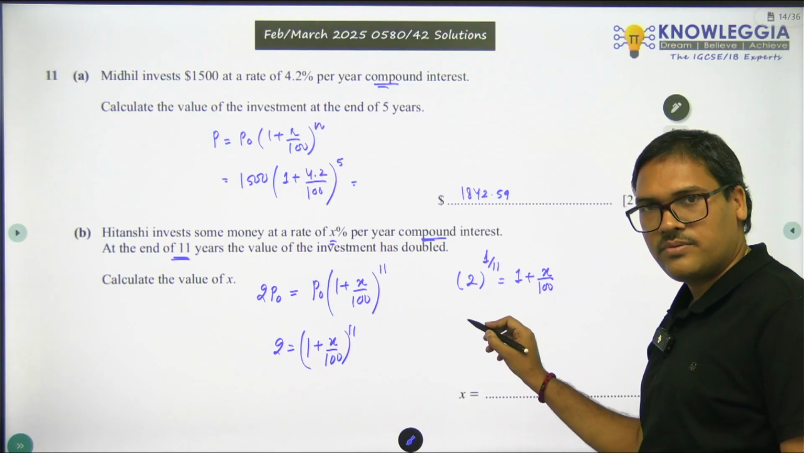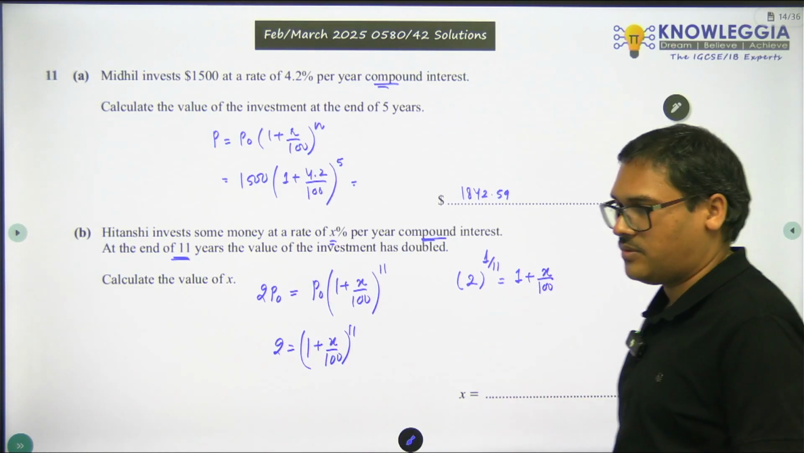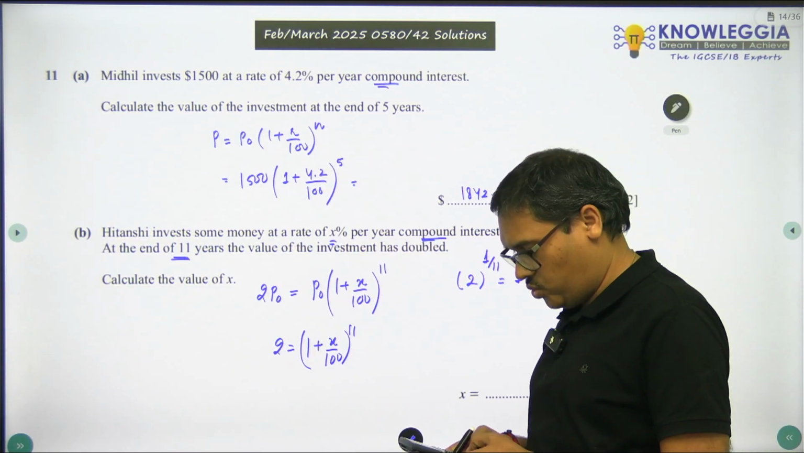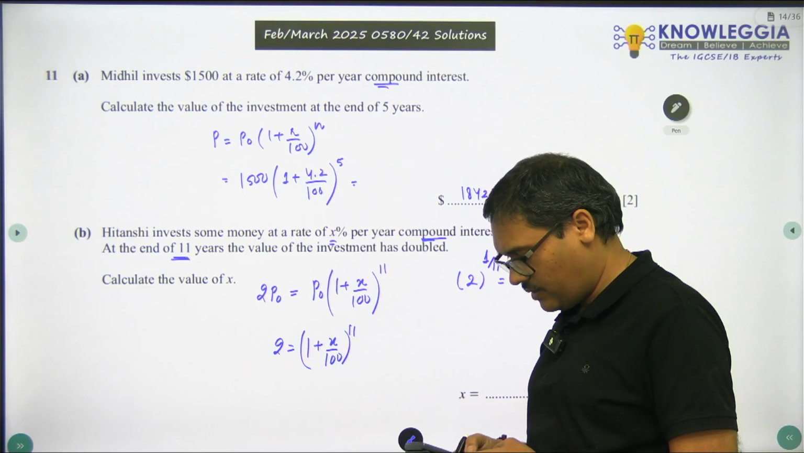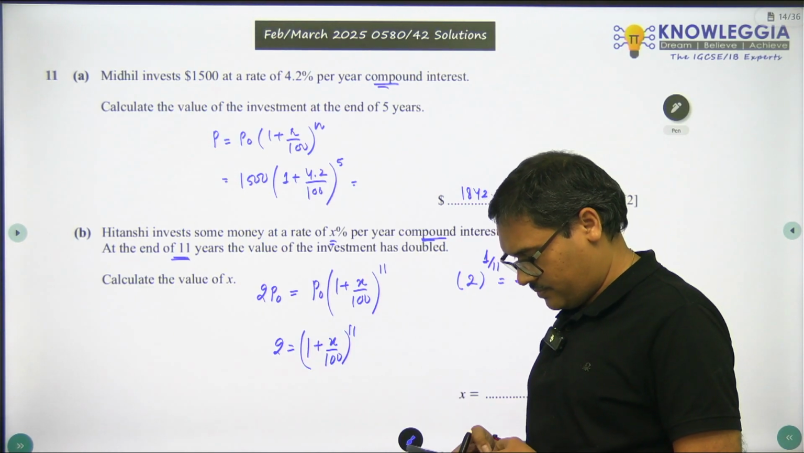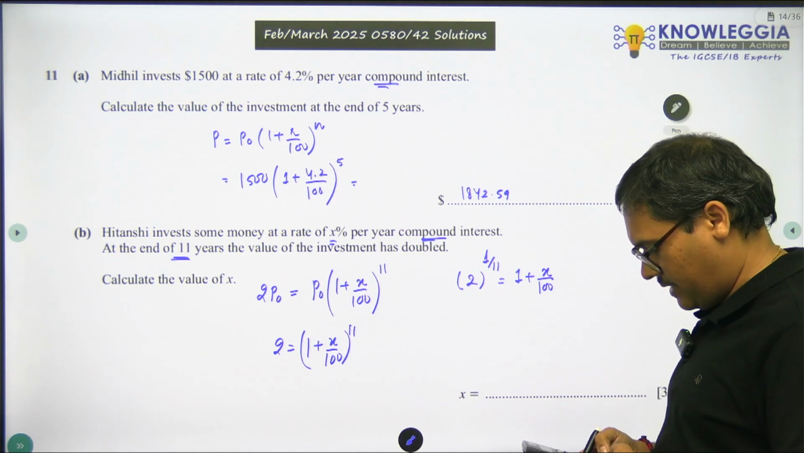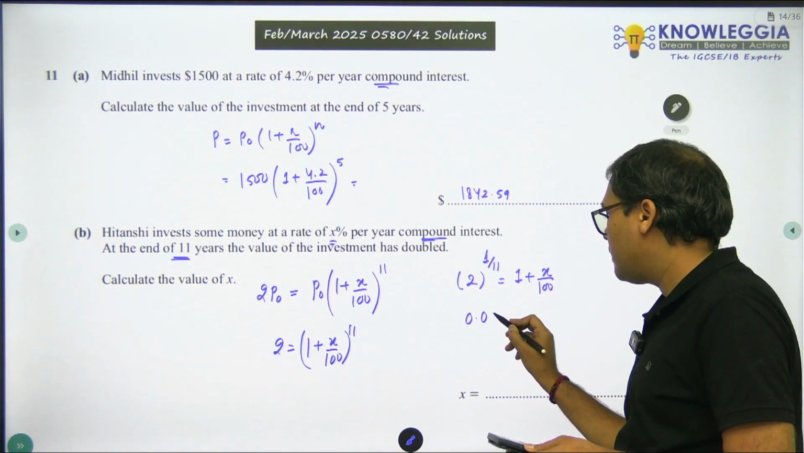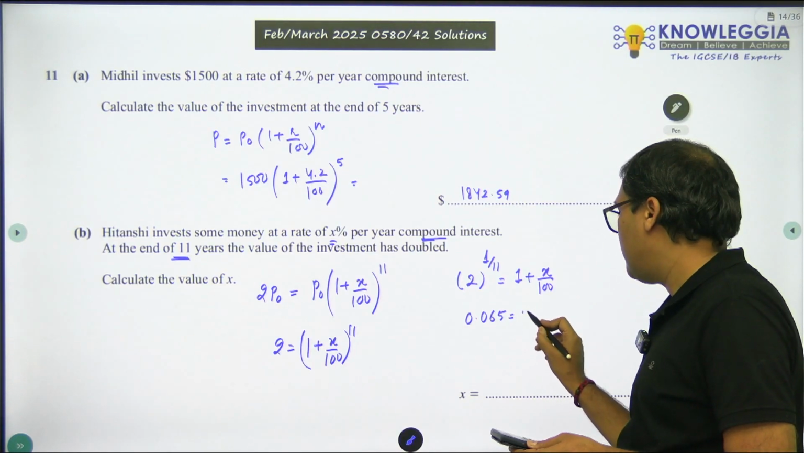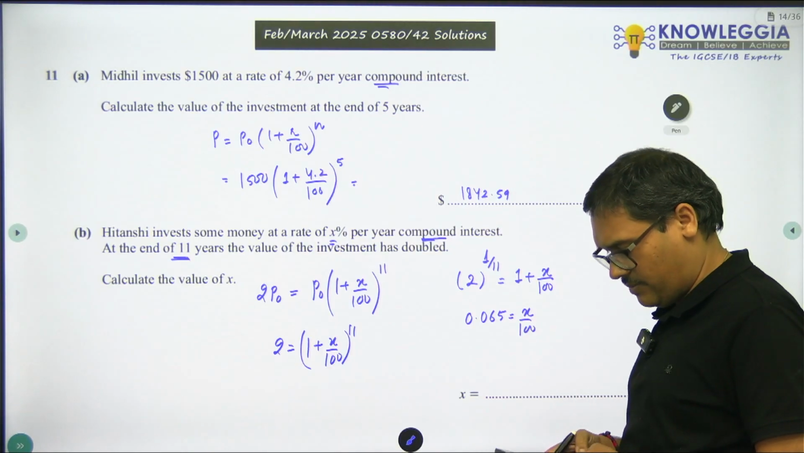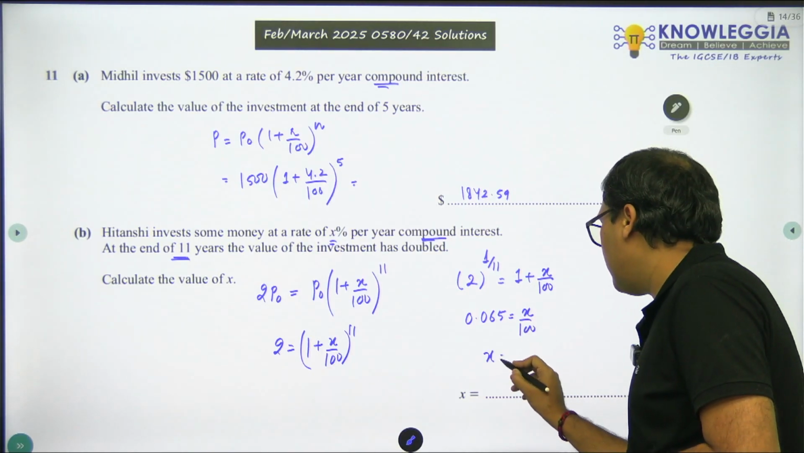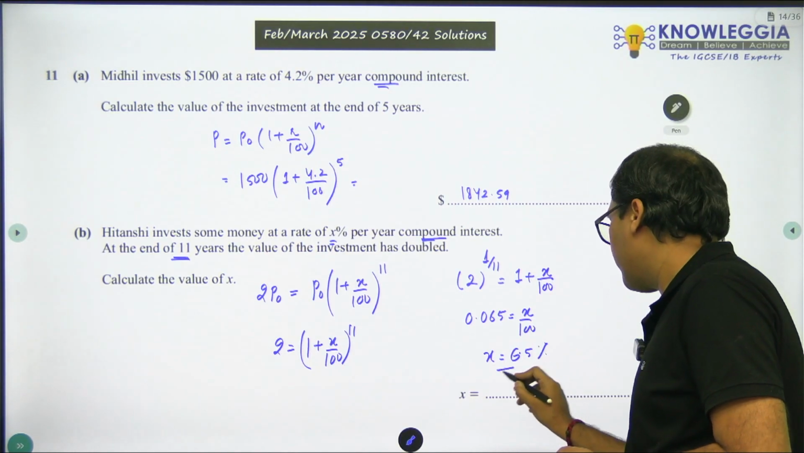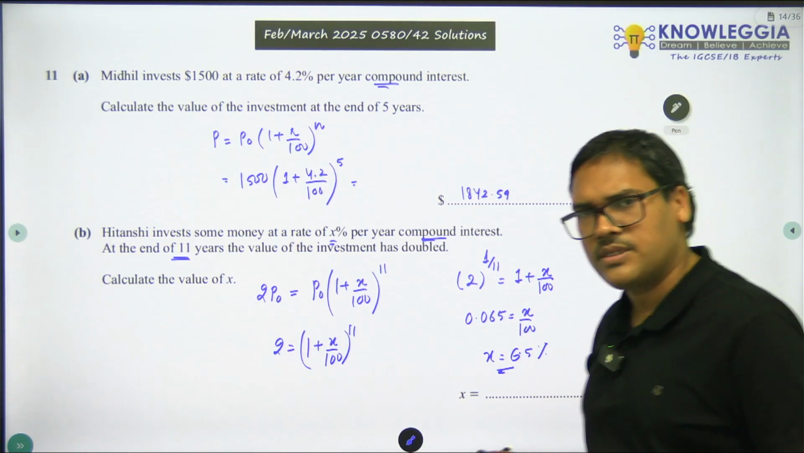Now you can just plug in the value. Okay, let me do the calculations again. So this is 2 to the power 1 by 11, and from this I will subtract 1. So if I subtract 1, this is basically 0.065. This is equal to X upon 100. So now just multiply by 100, and X will be equal to 6.5%. Okay, 6.5%. So this is how you can solve this.